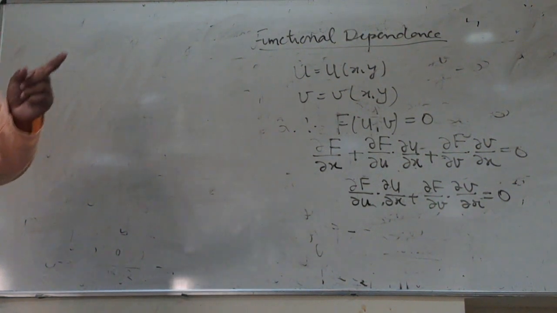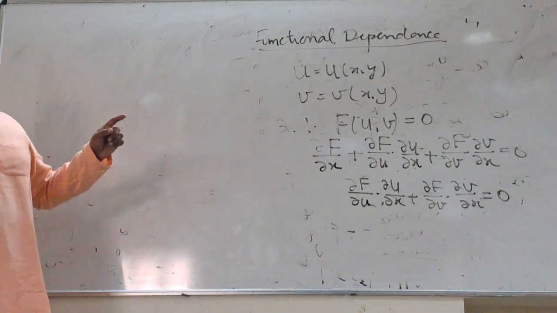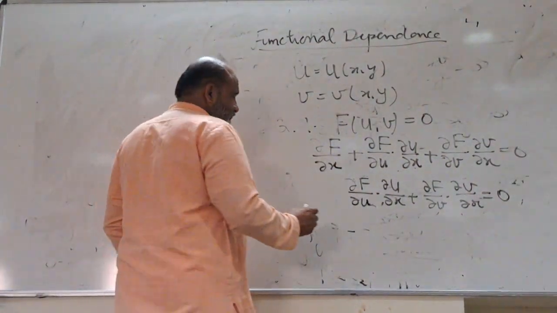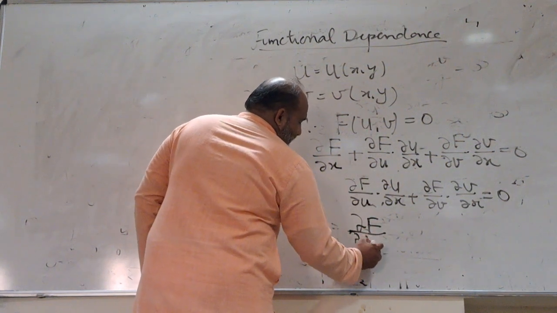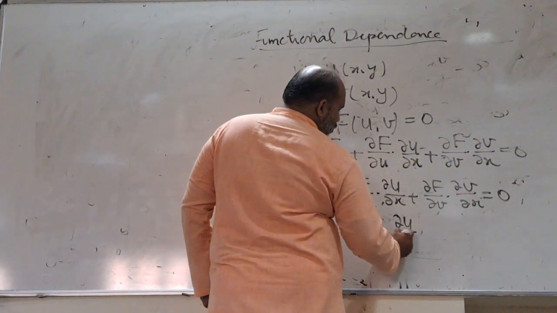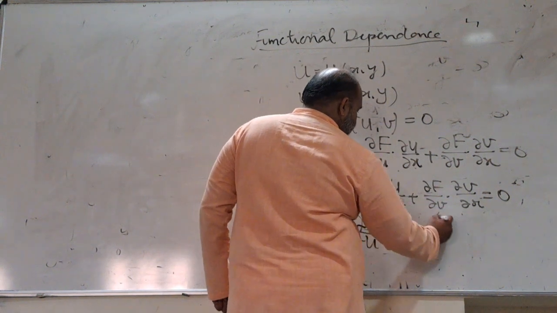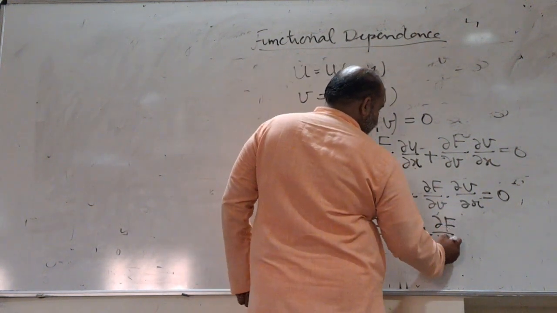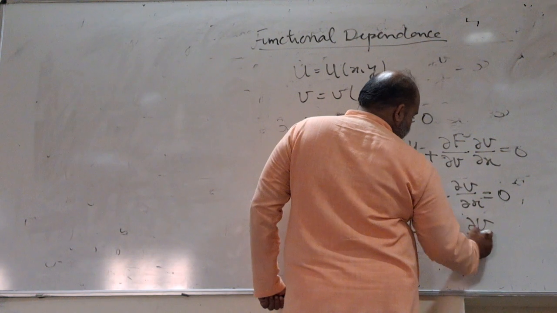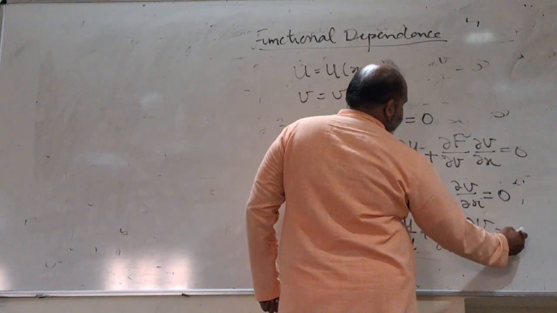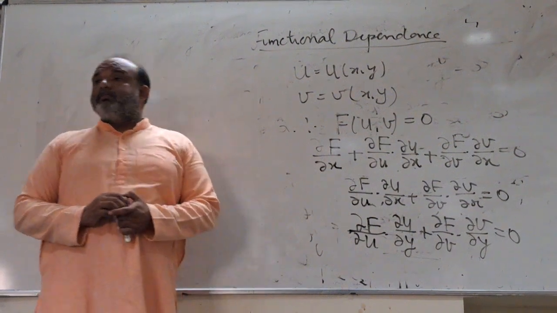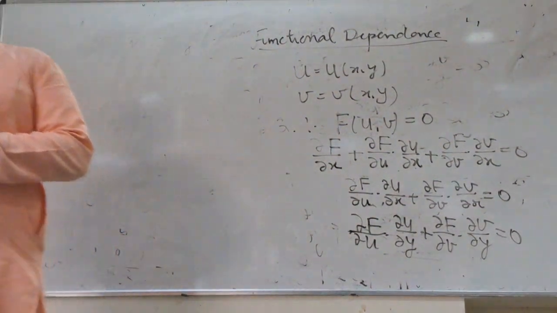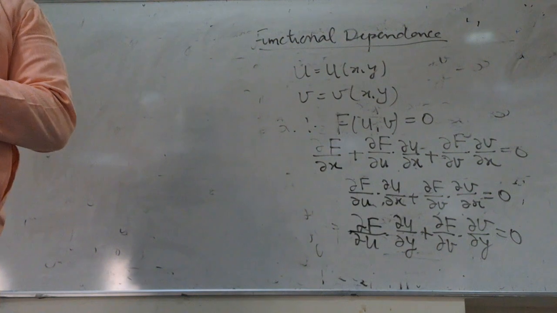Similarly, when I differentiate it with respect to y, I shall get del F over del u into del u over del y plus del F over del v into del v over del y is equal to 0. Now what was my problem? Whether F exists or not.